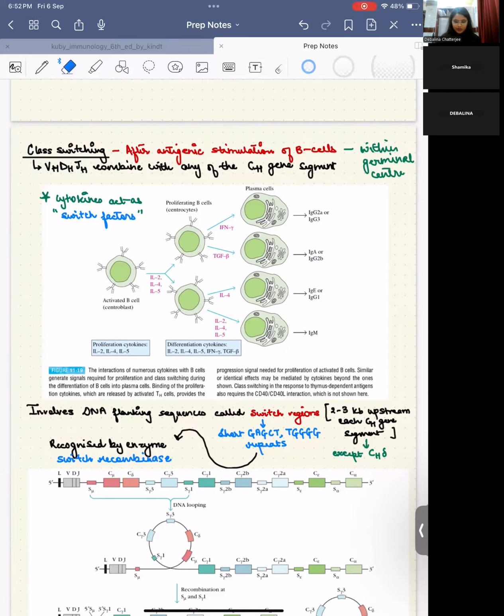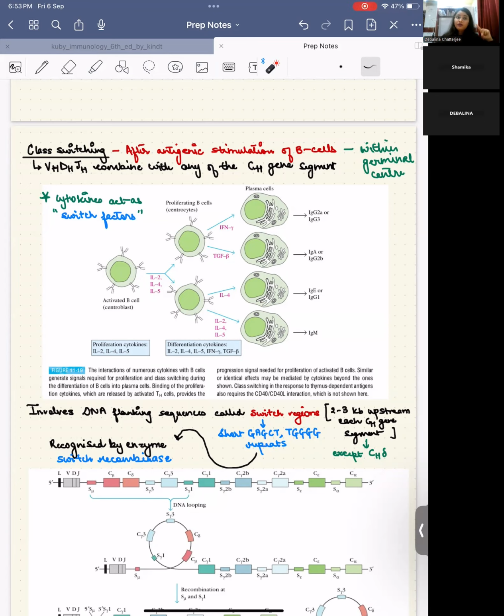Okay, so if there is nothing to ask right now, let's just move ahead. So class switching happens. We have talked about it in different contexts. Where is it happening? It is happening inside of the germinal centers. As I mentioned in the last class, you have to really remember everything that we have discussed in the previous 3, 4 classes and then try and put things in context, right?